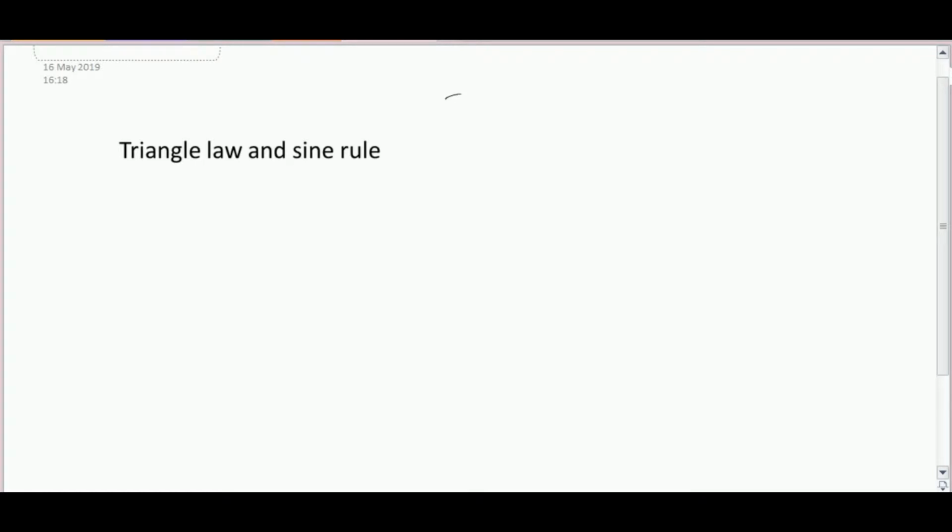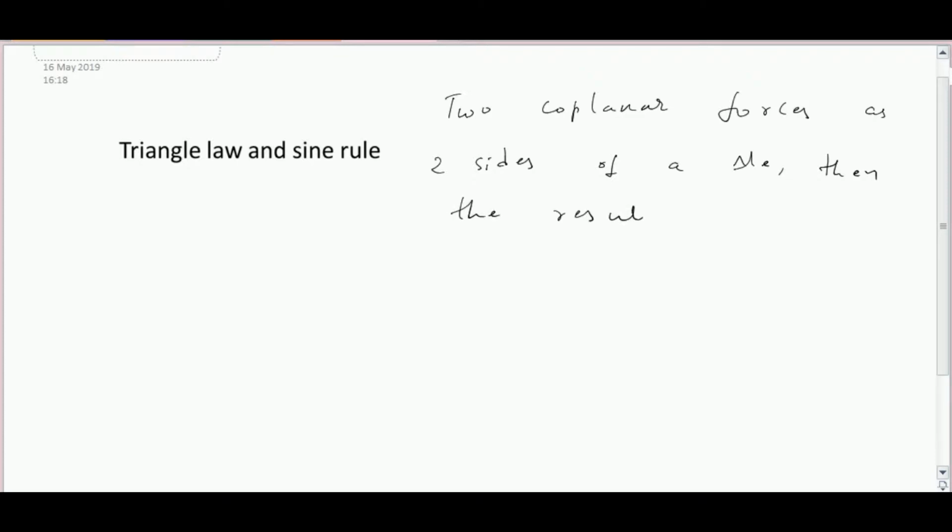In this video, we'll extend the lecture of engineering mechanics from the previous lecture. Today, we'll see the first topic, triangle law and sine rule. What is the triangle law? It is similar to the parallelogram law we have seen earlier to find the resultant of two forces. But the triangle law explains finding the resultant in a different way.